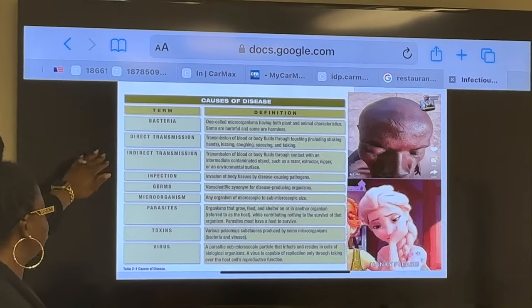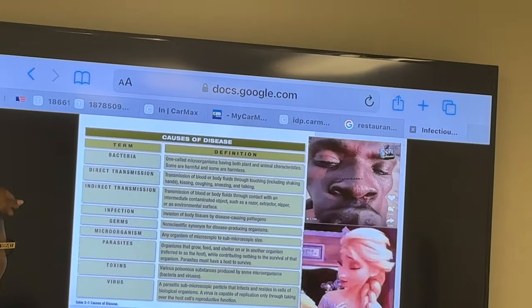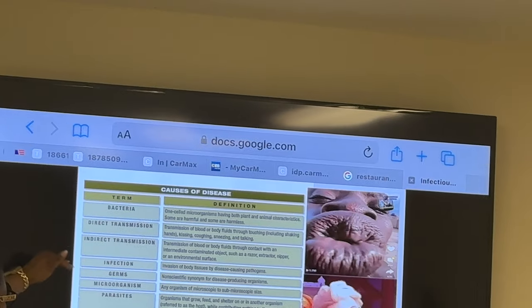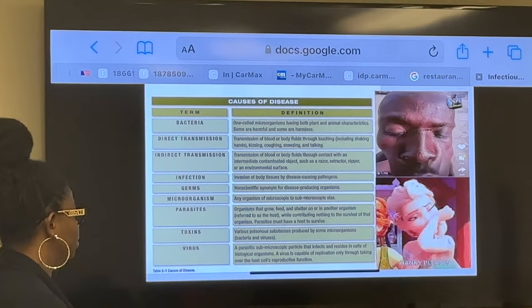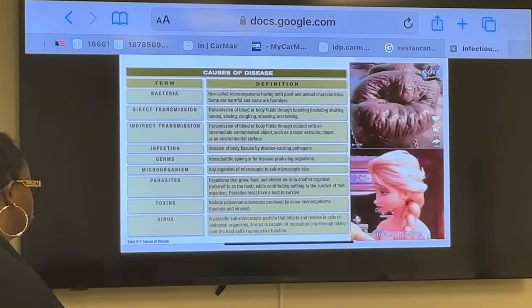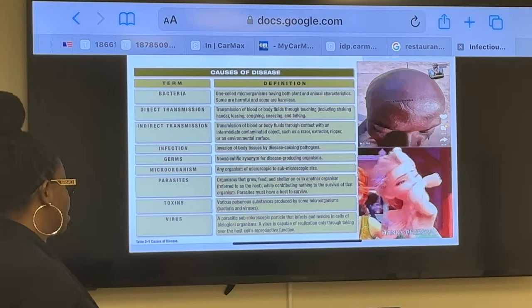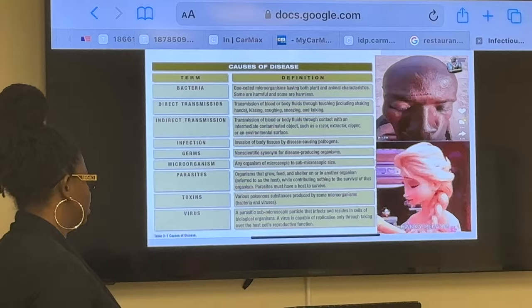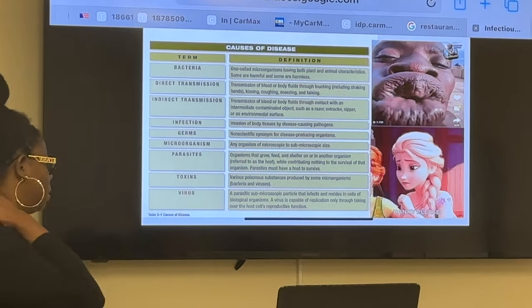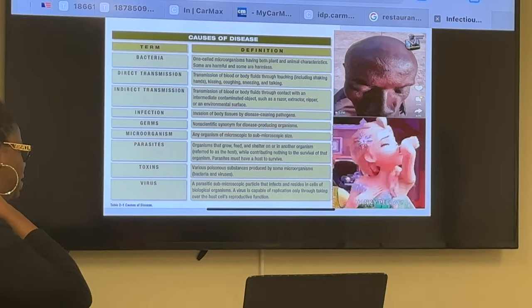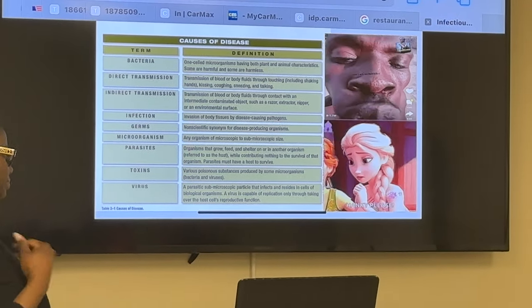So infection is the invasion of body tissue by disease-causing pathogens. We already learned about microorganisms. Parasites are organisms that grow, feed, and shelter on another organism. Toxins are various poisonous substances produced by microorganisms. And a virus is a parasitic submicroscopic particle that infects and resides in cells of biological organisms.